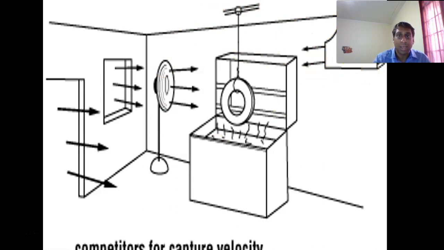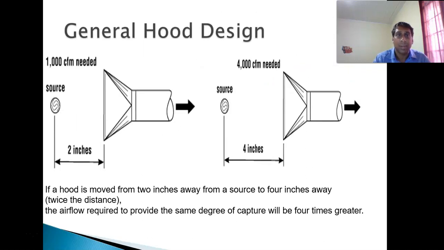So general hood designs, you could have a read of this, just an idea here of the type of pressure of air that is needed, or the type of airflow. You see if you would, of course, move the hood away. If a hood is moved from 2 inches away from a source to 4 inches away, twice the distance, the airflow required increases. So I was just saying that you do need to consider competing sources of air, as well as distance. If you move the LEV system a certain distance away from the source, the airflow required changes.